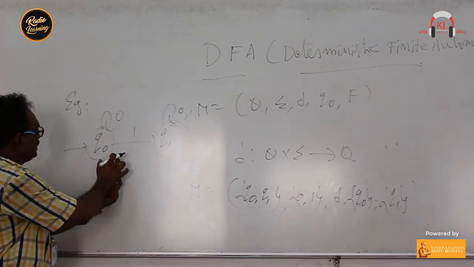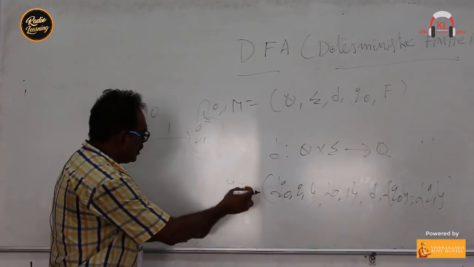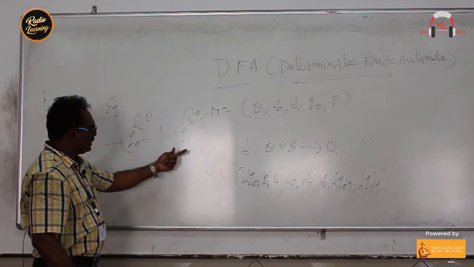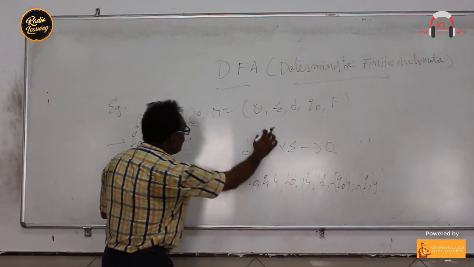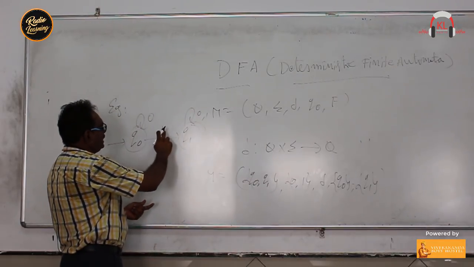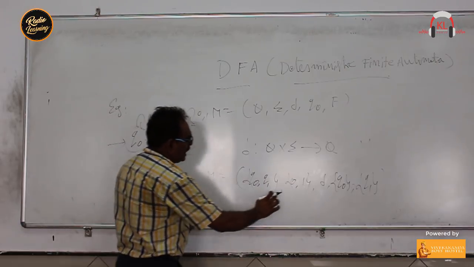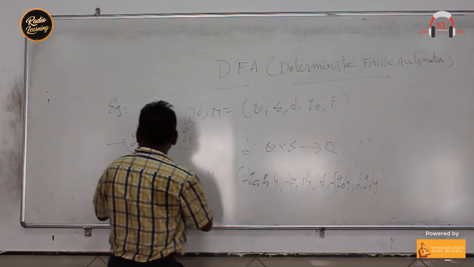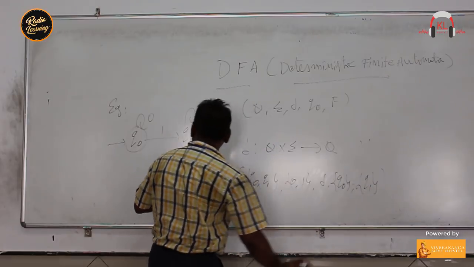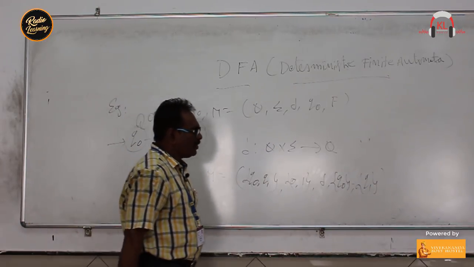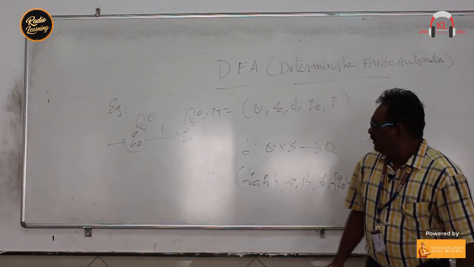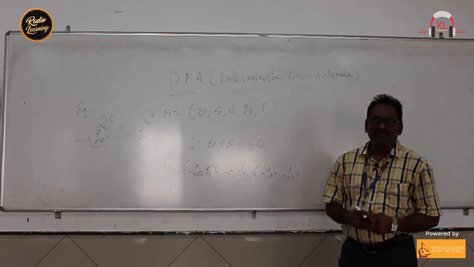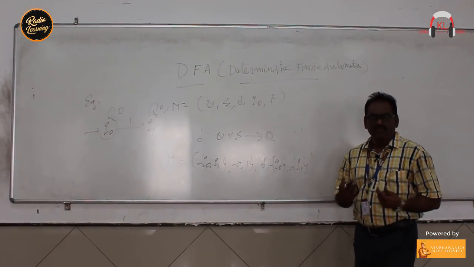Suppose if you take this transition diagram, so if you show it in terms of the definition, Q is the set of states, the machine having two states, and sigma is the set of input symbols, the machine accepting two types of input symbols, zeros and ones. Next, the delta transition function, initial state. Q naught is the initial state, Q1 is the final state. Moreover, one more thing we have to know, every finite automata having one initial state and one final state.